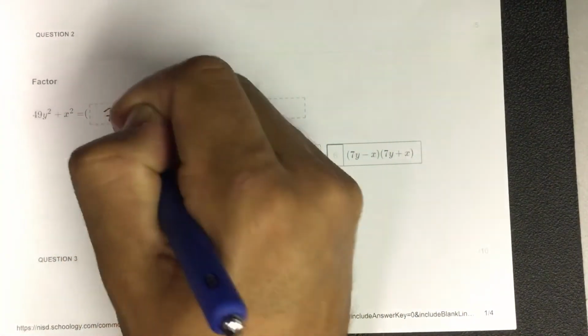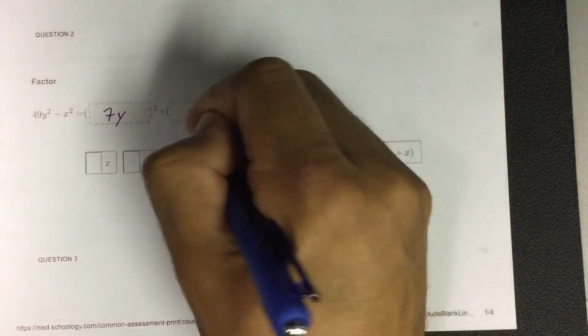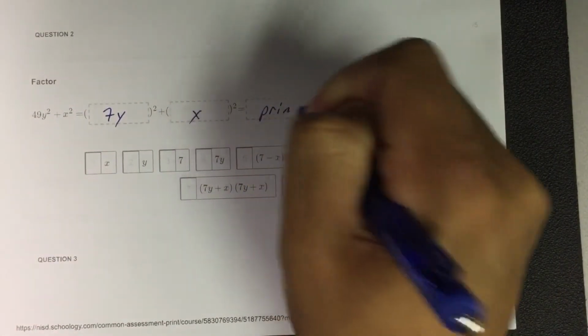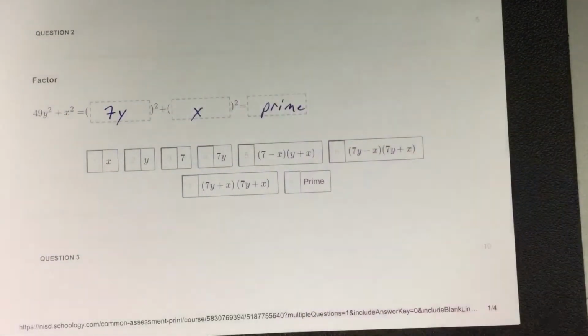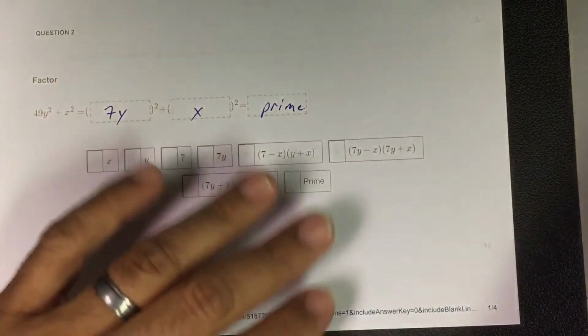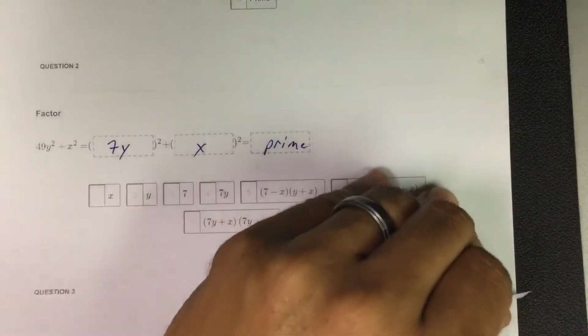So this one right here, you can rewrite it if you want. This is 7y squared, and this one is just x squared, but that's prime. Another way to say that is not factorable, right? Prime means it's not factorable. The other thing you know is that if you try to graph it, a prime one would have imaginary roots. So those are just ways that you can pick up on that really quickly.